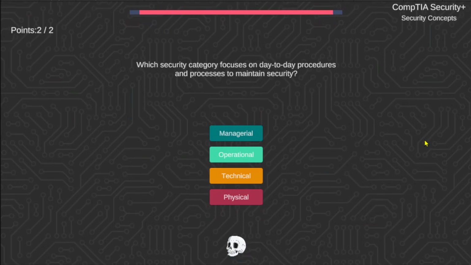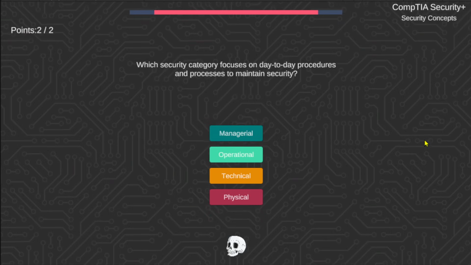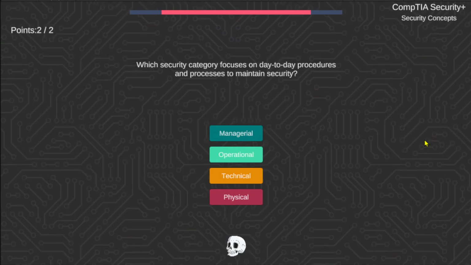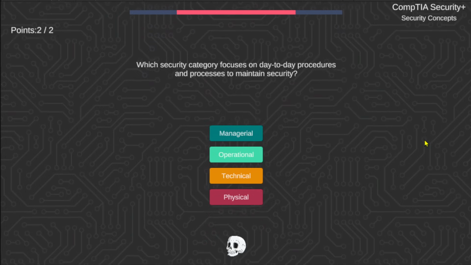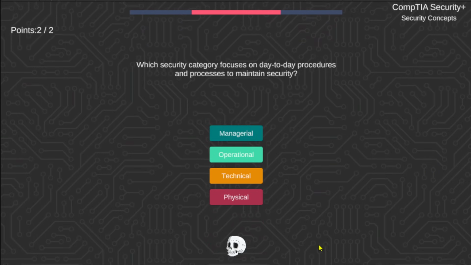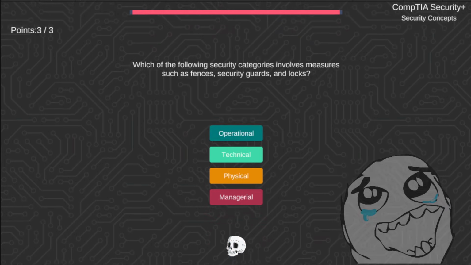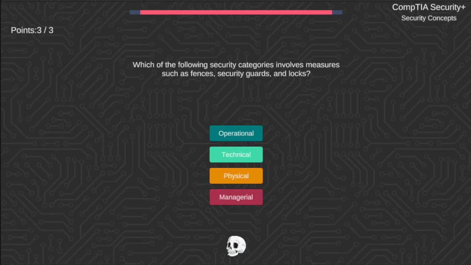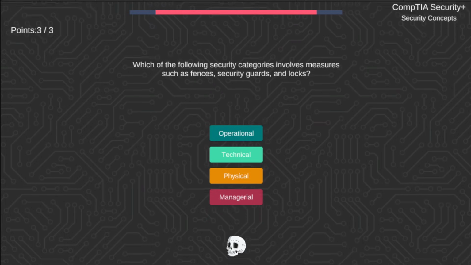Which security category focuses on day-to-day procedures and processes to maintain security? Managerial, operational, technical, or physical? Correct answer is operational. Which of the following security categories involves measures such as fences, security guards, and locks?